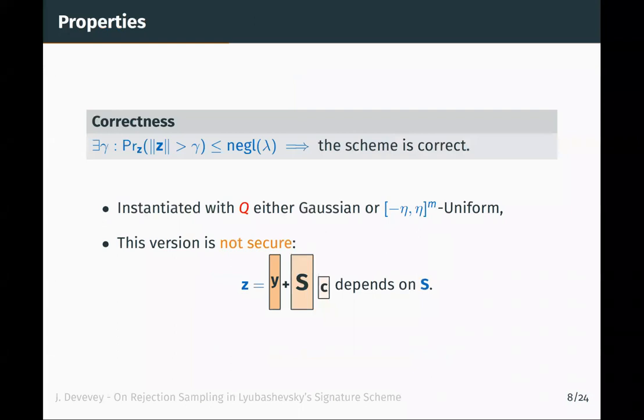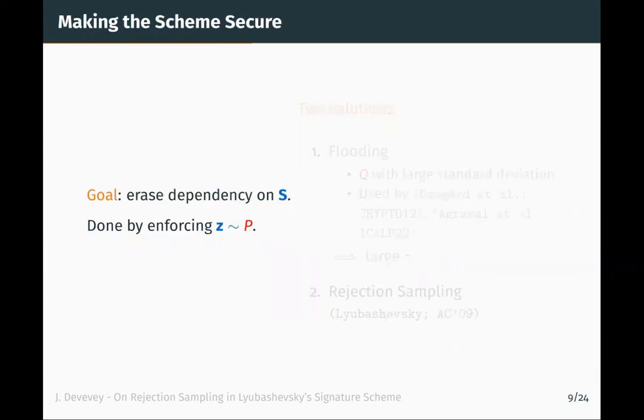I don't have really time nor the need to show you the verification algorithm, but the only thing you need to know is that as long as this vector Z has some bounded norm, then we can make a verification algorithm that makes the scheme correct. If you want some concrete instantiation, well, previous works instantiated Q with Gaussian distributions or what I will call hypercube uniform distributions. And if we keep it like that, then the scheme is not secure, because we don't have aborts yet. And as you can see, Z is leaking the secret key.